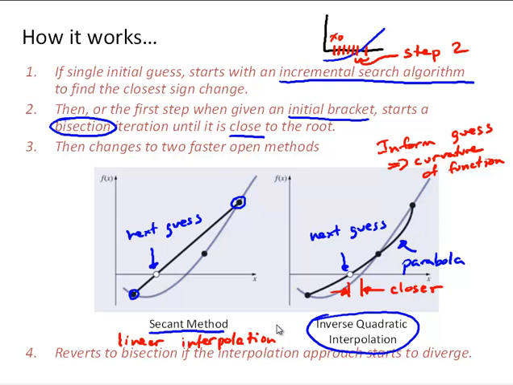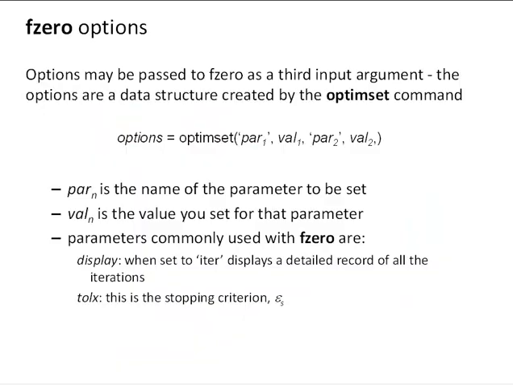If it starts to diverge once it's moved to that open method solution, it will revert back to a bisection and an incremental search and bisection to try and get back on track and find that root. So let's look at some options for controlling fzero.